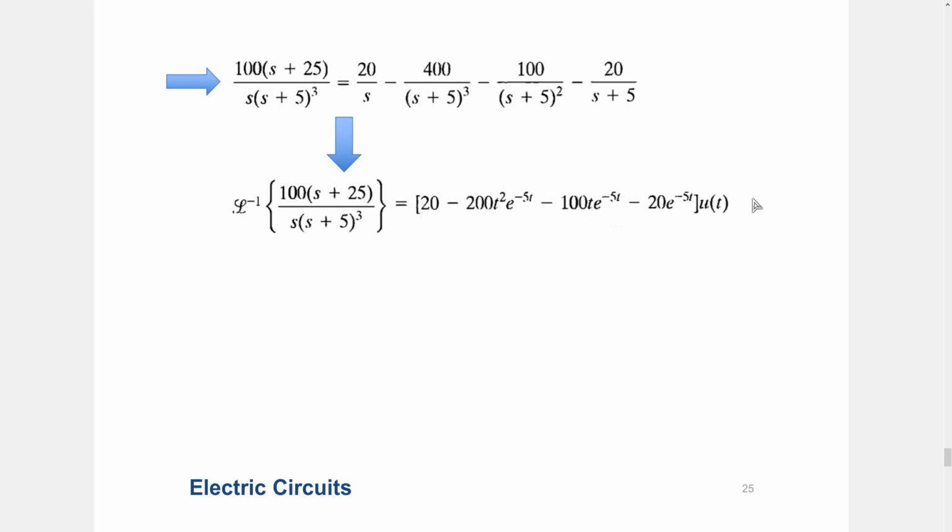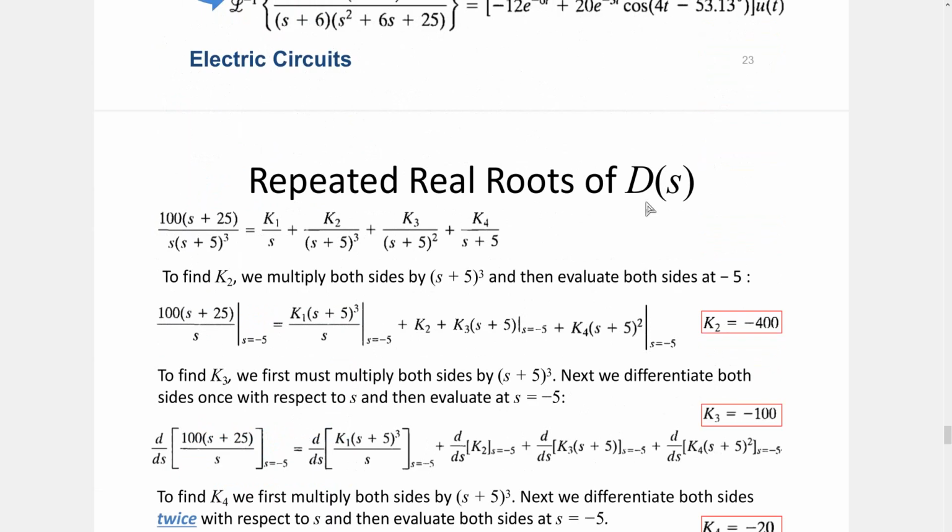So this, although it looks complicated, is doable because it's all about polynomials, and taking the derivative of a polynomial is also very easy. And since we typically try to compute the values that zero out other terms, it's pretty handy and useful when we have repeated real roots.